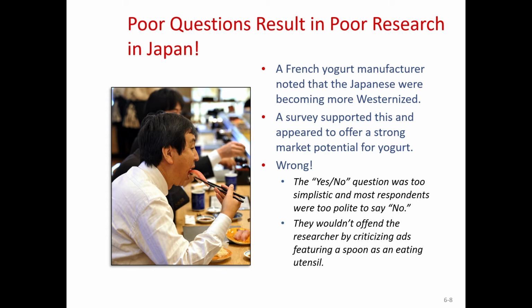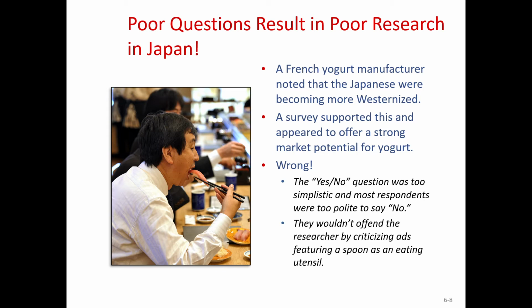So they launched a market survey in Japan. The study reported that Japanese consumers were indeed becoming more westernized in their food choices and eating habits, and appeared to offer a strong potential market for yogurts. So they rolled out the product in Japan, complete with extensive distribution and a well-financed promotional campaign. Sales, however, were disappointing and failing to meet the company's expectations.